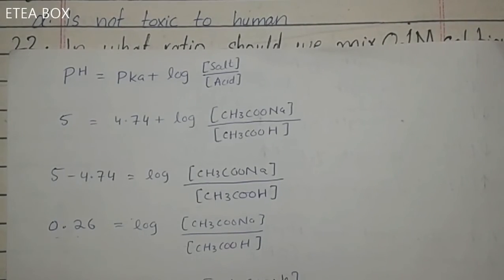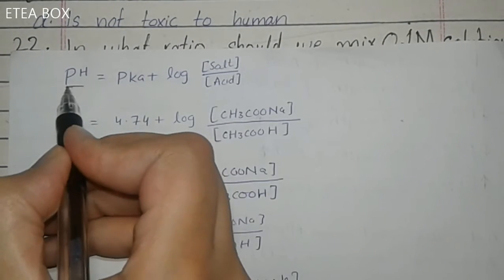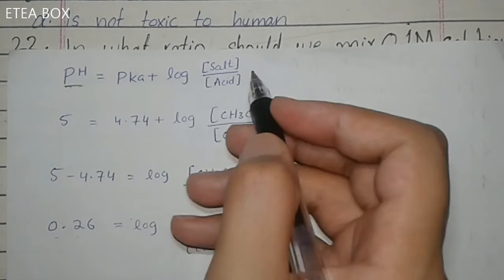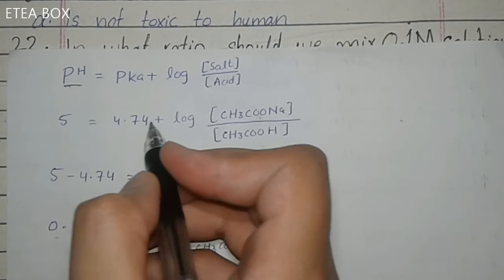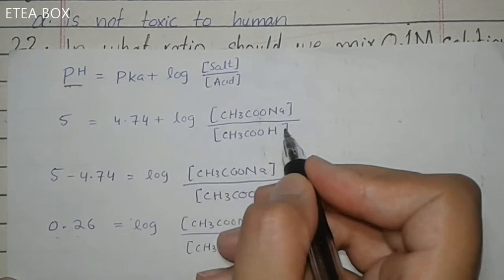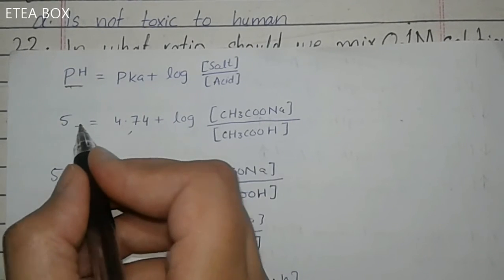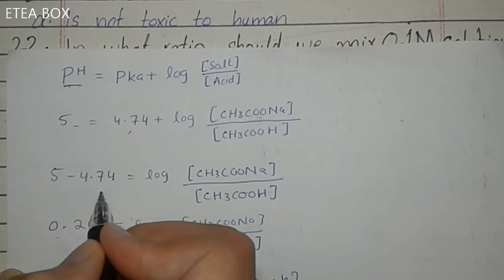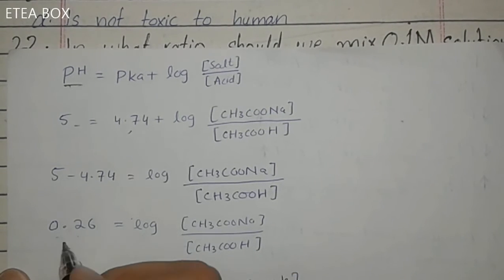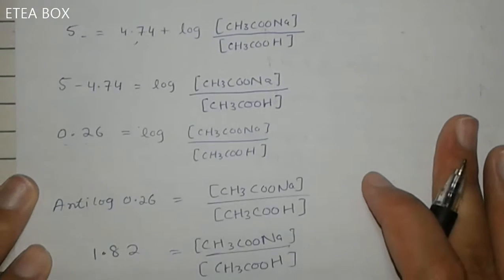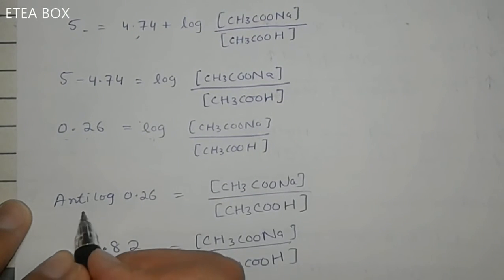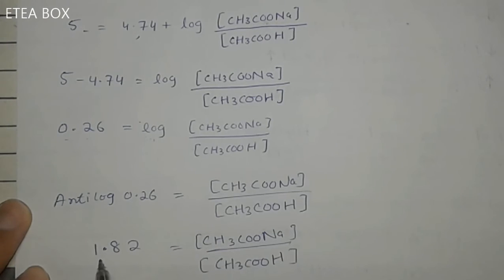Now we will solve it. For an acidic buffer, this is the formula: pH is equal to pKa plus log salt divided by acid. Here the pH value is 5 and the pKa value is 4.74 plus log. Now bring this here and it becomes 5 minus 4.74, which gives 0.26. When we bring this log to the other side of the equation, it becomes anti-log. By taking the anti-log of 0.26, it gives 1.82.